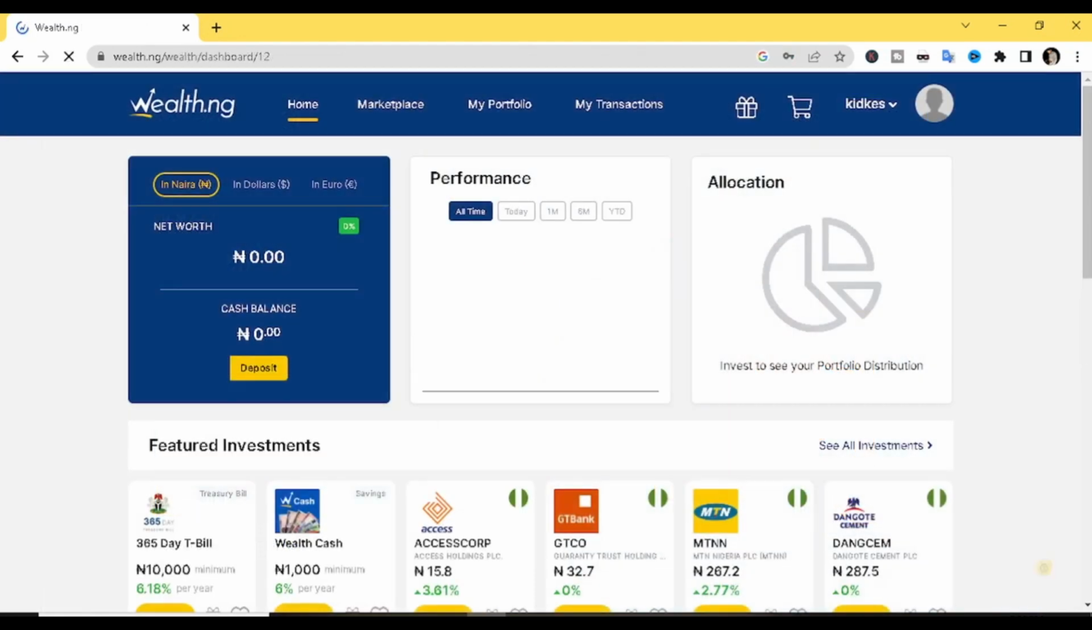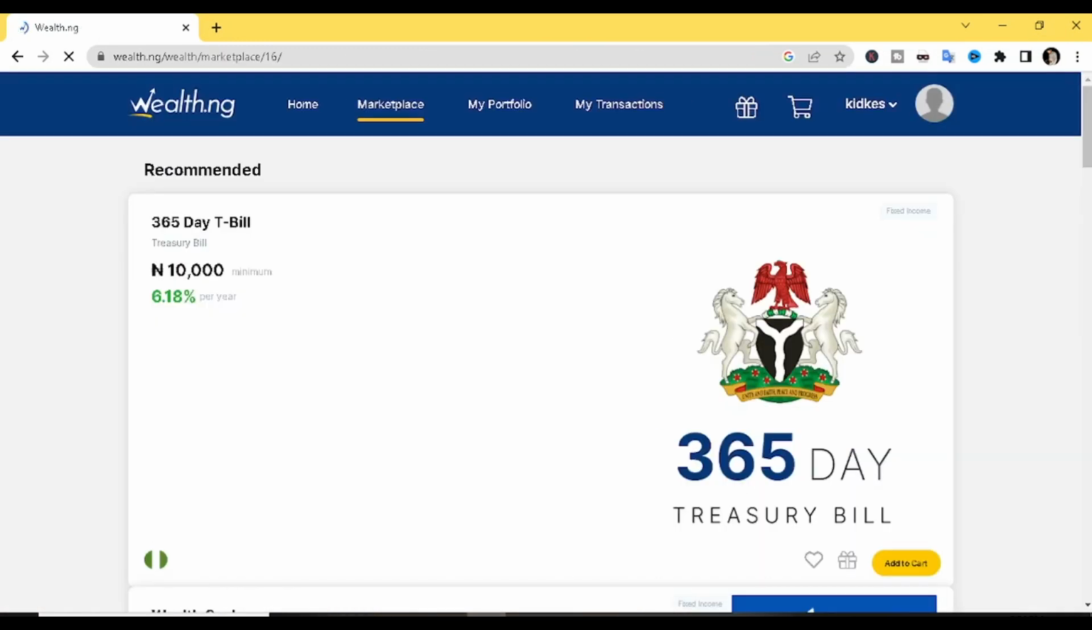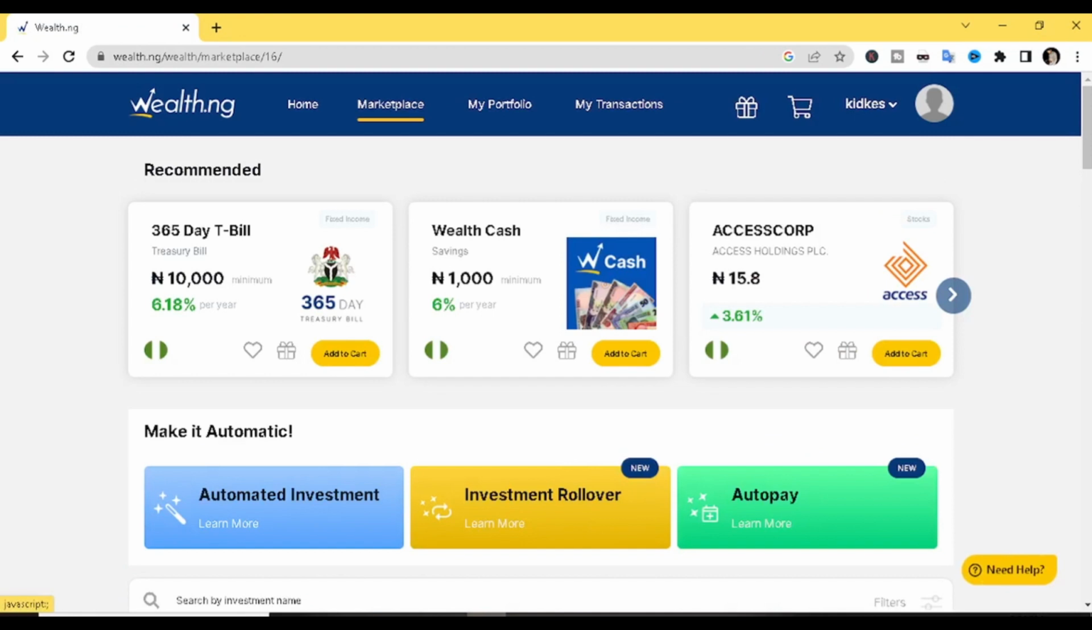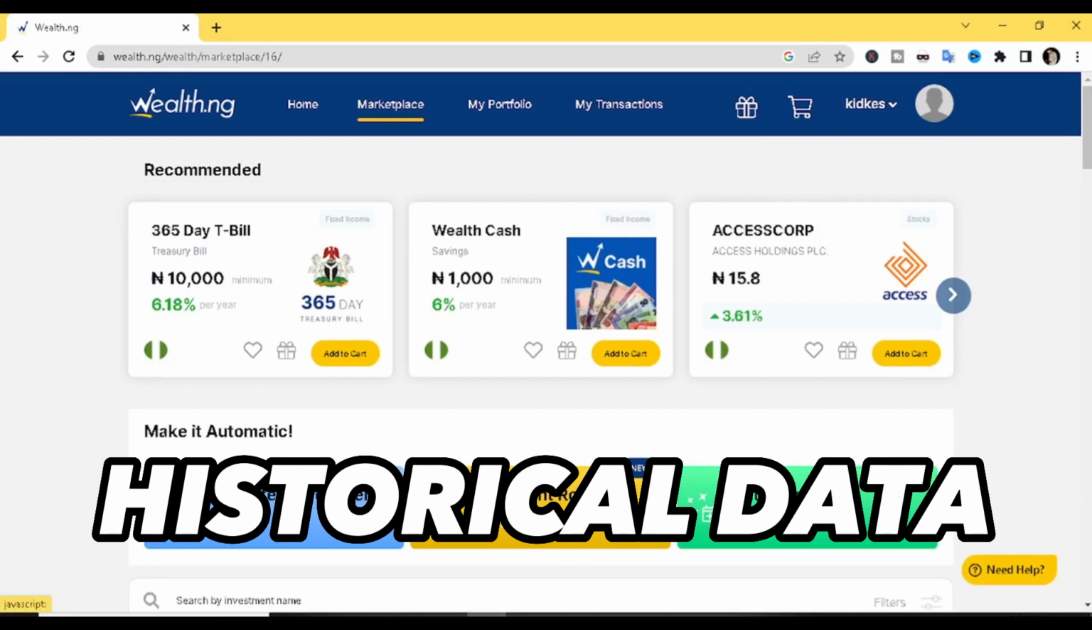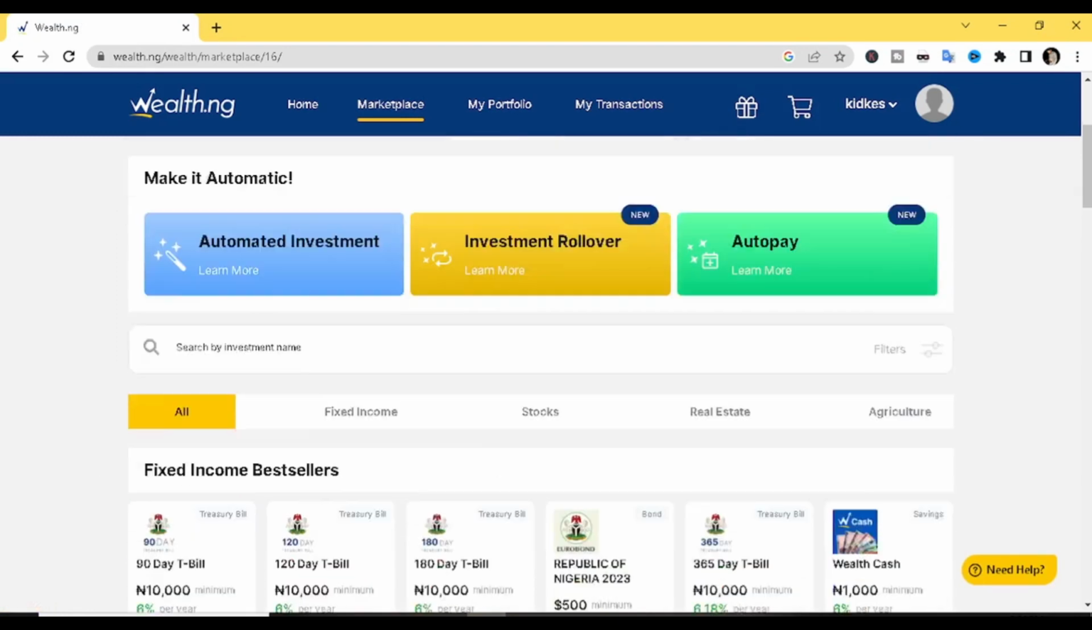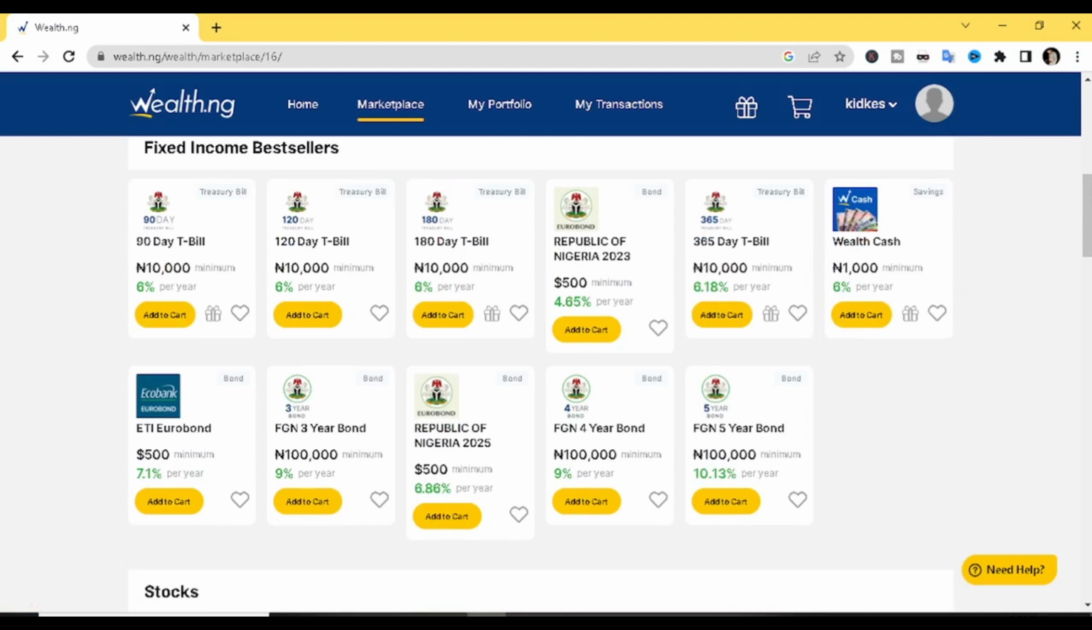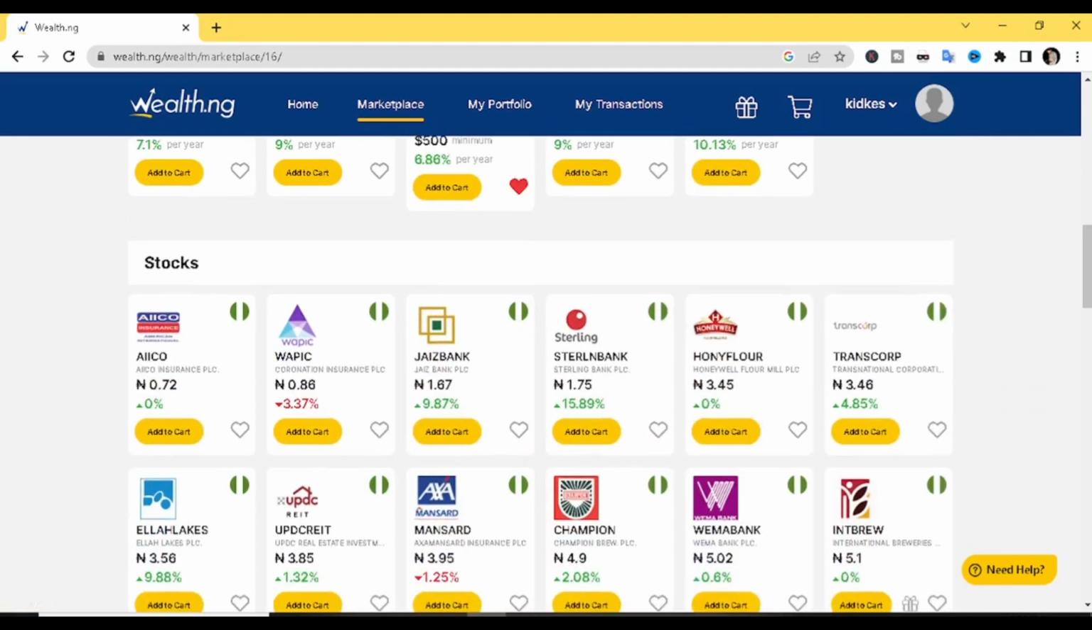So basically what you want to do is to come to the marketplace over here. The first way you can know if this is going to be the right stock for you to select is through the historical activities of that company. That's basically what I do. I look at companies, I look at their rankings, I look at how much this company gains in a year, or even monthly or quarterly.